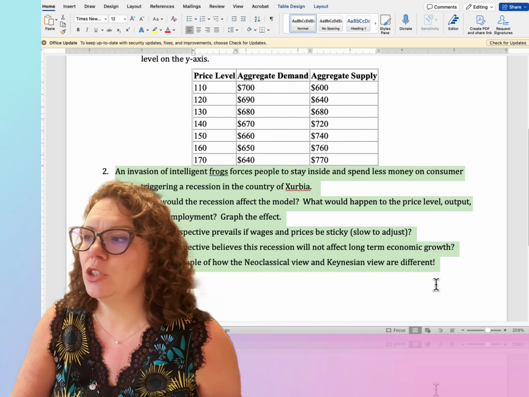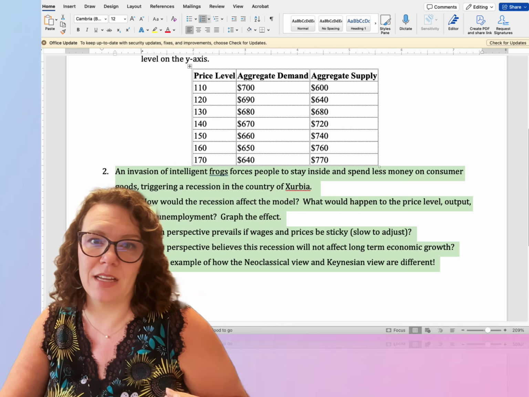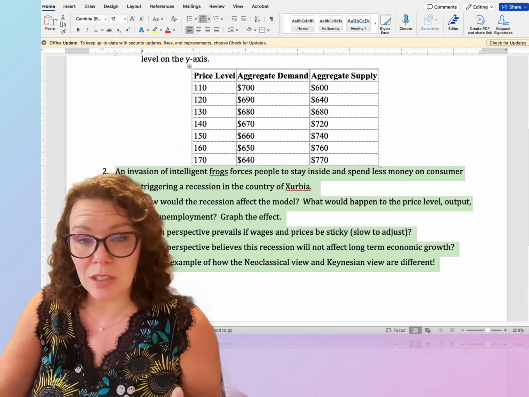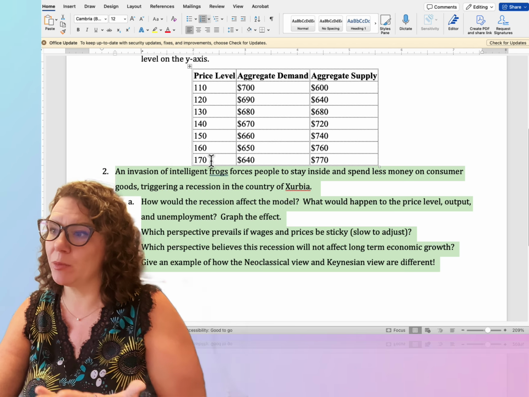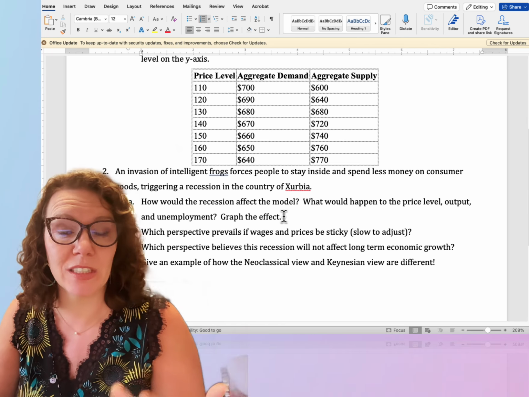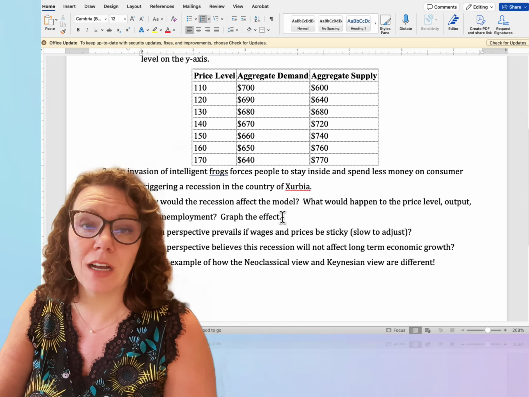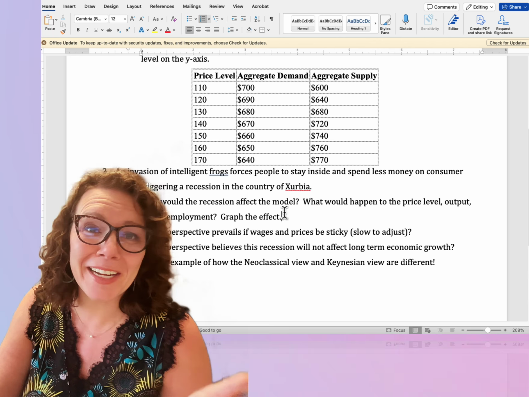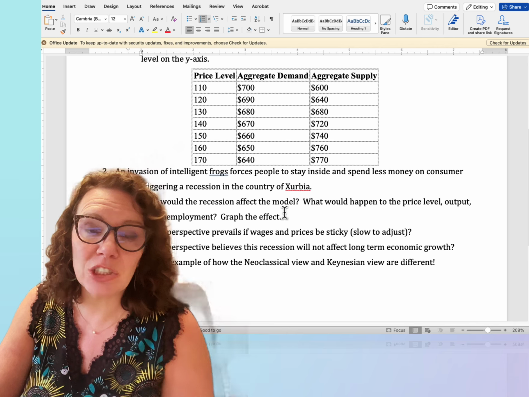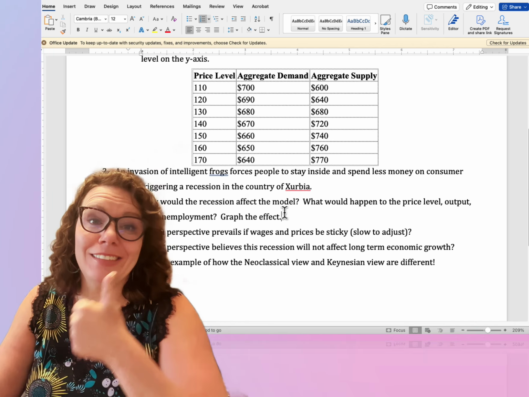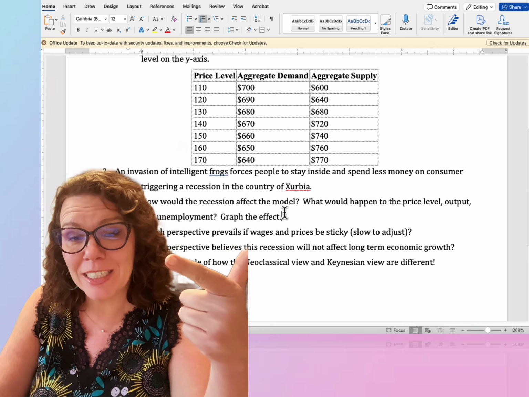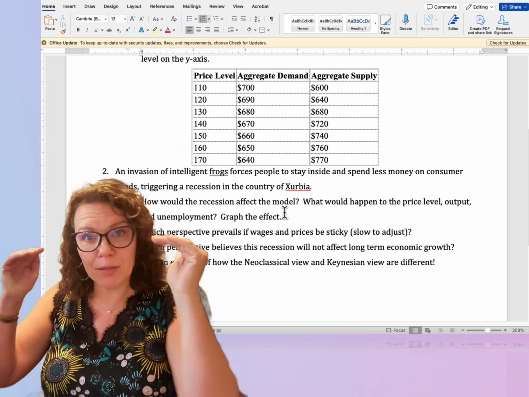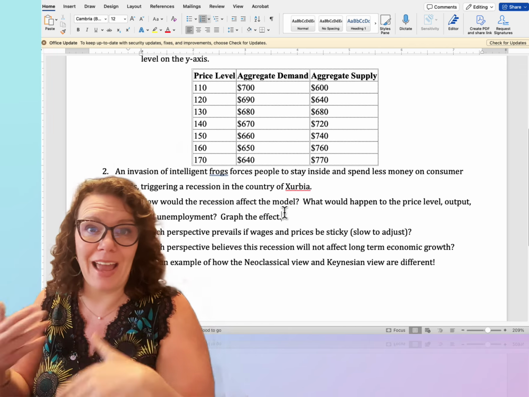And then part two is where we start to really play with stuff. It's where we really want to play with what the difference is between the neoclassical perspective and the Keynesian perspective. So first we'll talk about what a recession would do to this economy. In this case, I'm saying that the recession is being triggered by super intelligent frogs invading, forcing everyone inside. We're going to expect that to result in things like decreased consumption expenditure, decreased investment expenditure, and probably decreased net exports, just as people clamp down, feel bad about the economy, and have anxiety about the future.